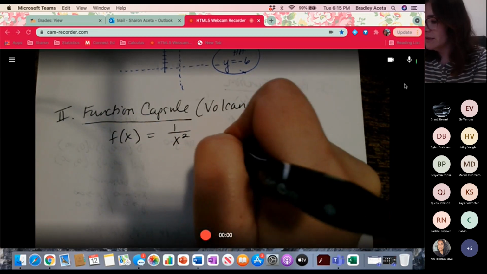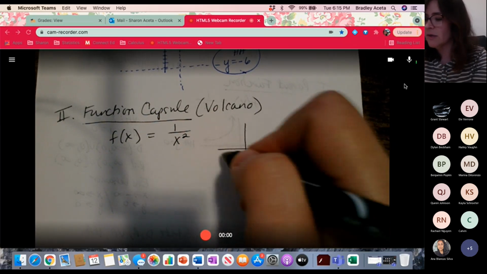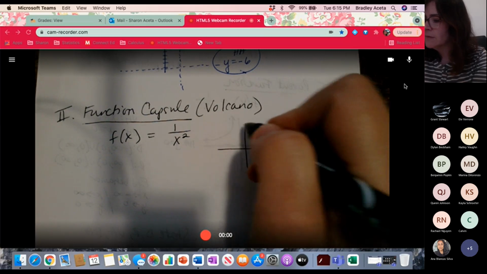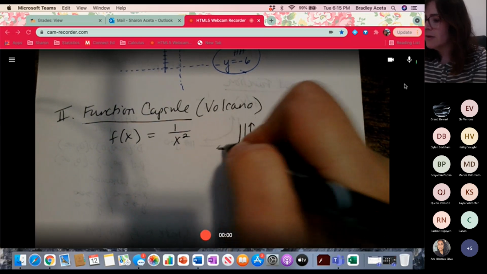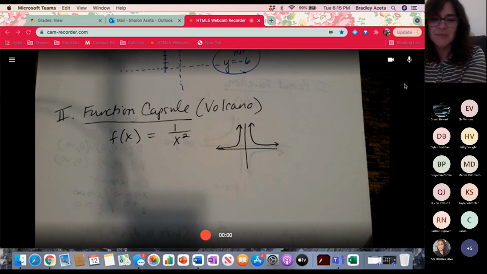And really what it does is it literally looks like a volcano. Instead of the hook being here in quadrant 1 and quadrant 3, you have a hook here in quadrant 1 and a hook here. Doesn't that look like a volcano? That's how I remember it.